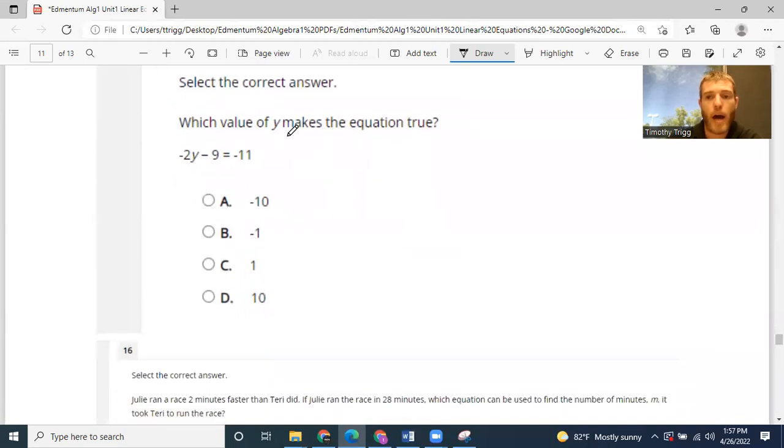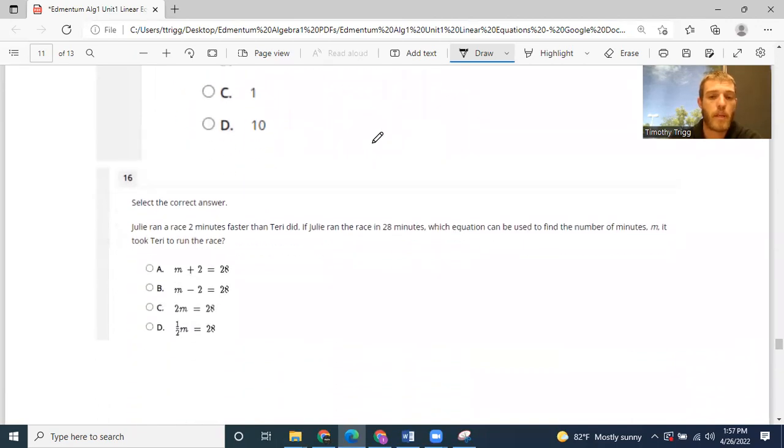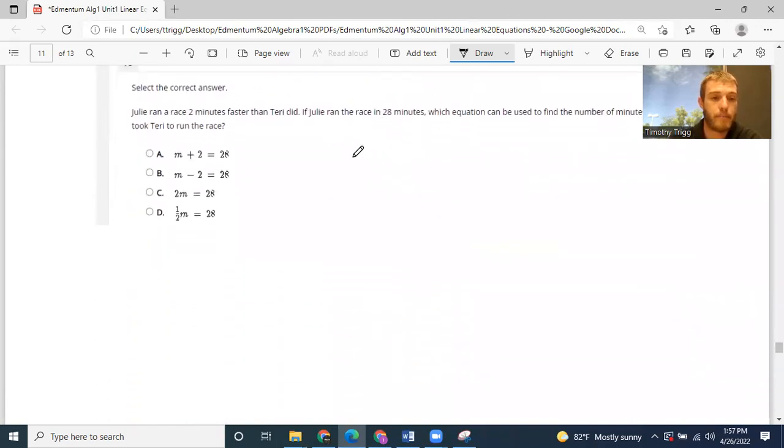Here, solve for y. What would be my first step here? What do you think my first step would be here? Well, you'd add 9 to both sides of the equation, addition property of equality. Okay, then go solve the rest from there.